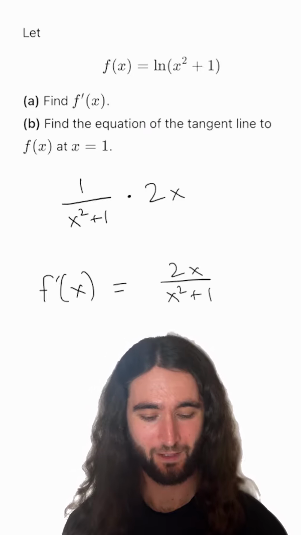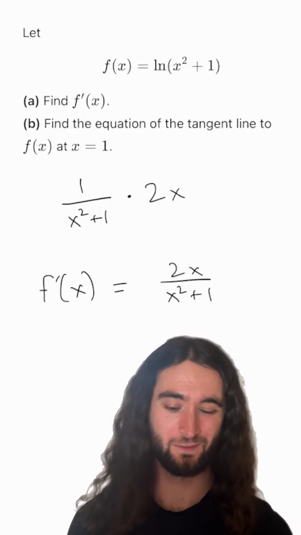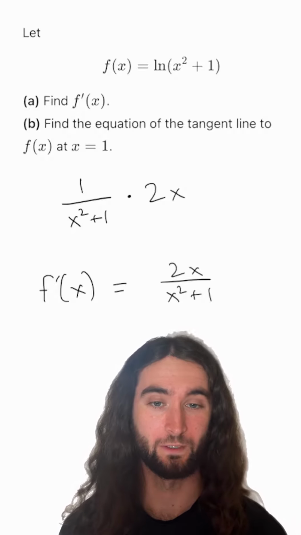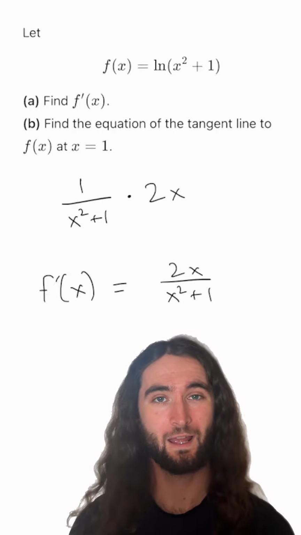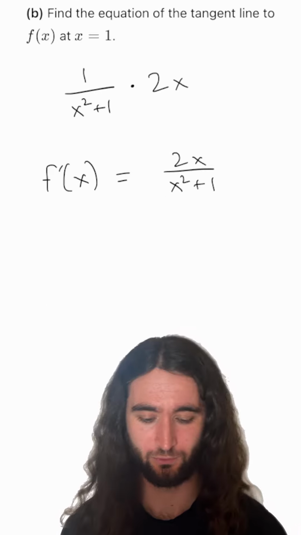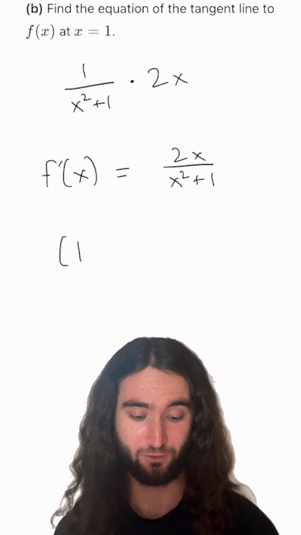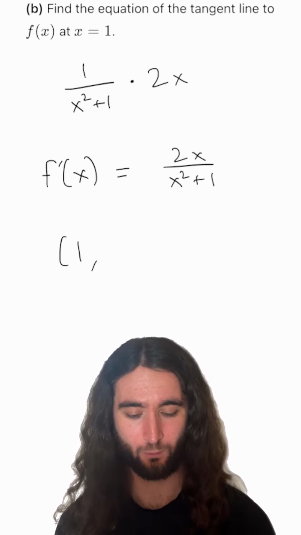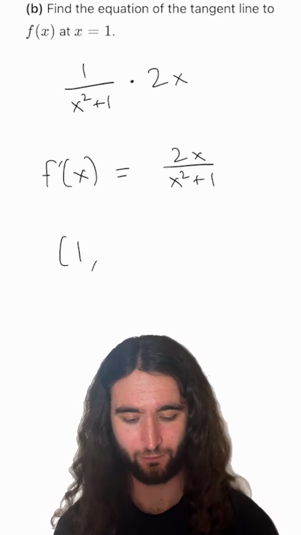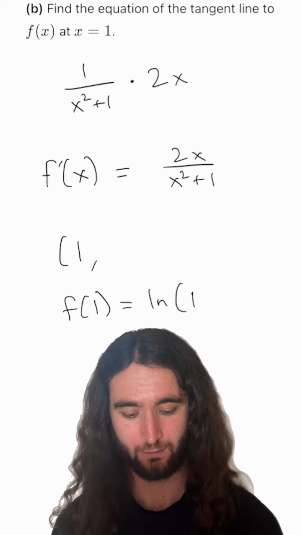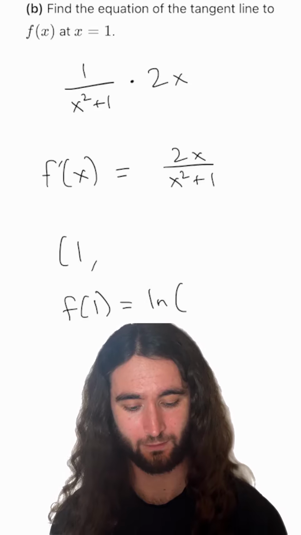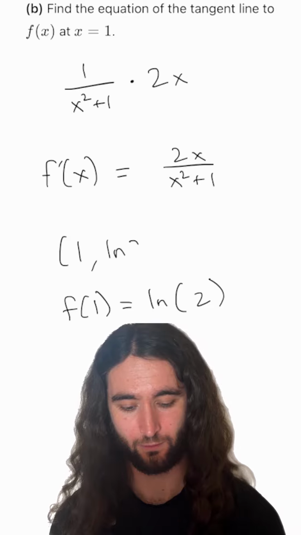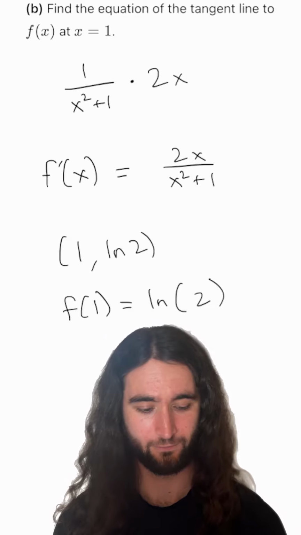All right, cool. So the next part is find the equation of the tangent line at x equals 1. So we're going to need two things for that. We're going to need both coordinates at that spot, which is pretty easy to get. Well, the x coordinate's obviously 1. And then for the y coordinate, we just got to plug it into the original function. So f of 1 is going to be the natural log of 1 squared plus 1. And of course, that simplifies to the natural log of 2. So the other coordinate here is the natural log of 2.